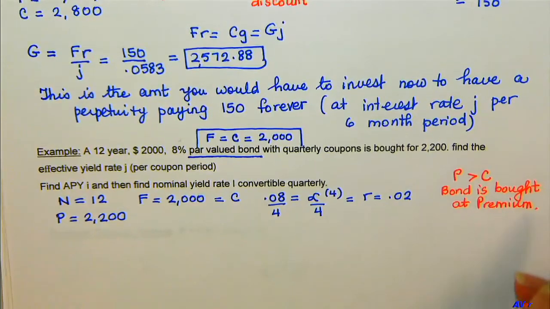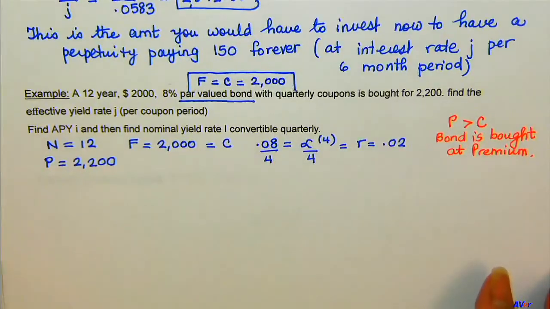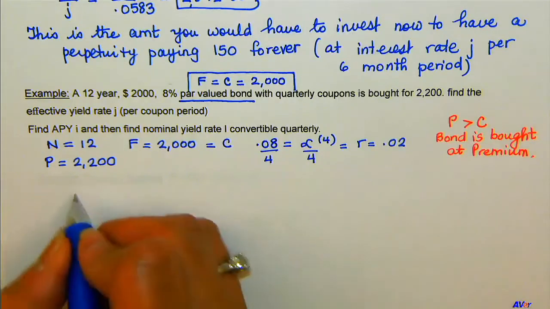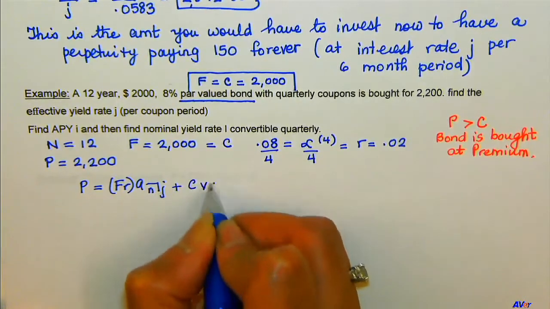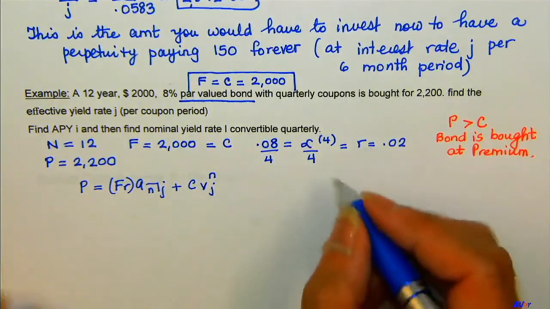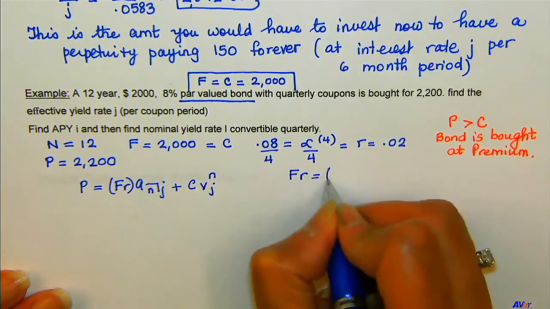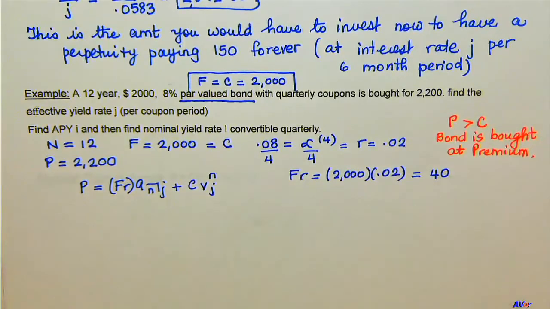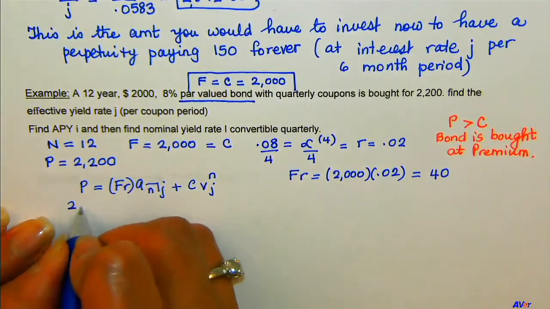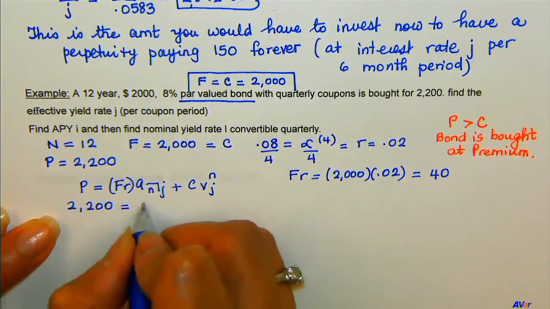Find the effective yield rate J per coupon period. Then find the APY I, and then find the nominal rate capital I convertible quarterly. Okay, we can do this. Give me a formula, please. I have a price formula, right? P equals FR, A angle NJ, plus CVJ to the N. So, can you help me? What is FR? FR is equal to 2,000 times 0.02, which is 40. Okay, so the price is 2,200 equals 40.